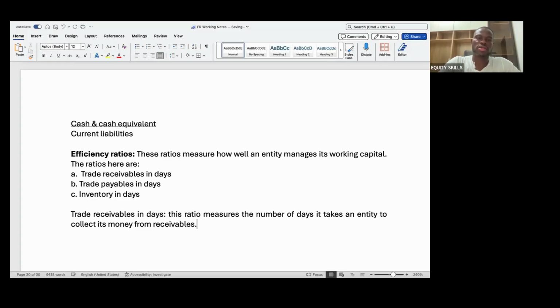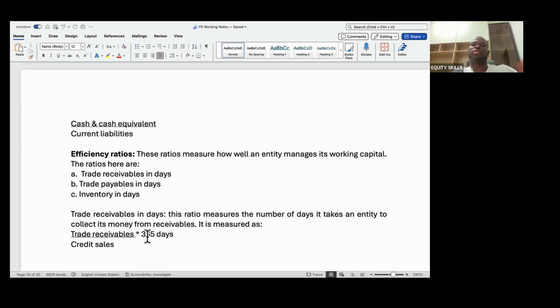And it is measured as trade receivables all upon credit sales multiplied by 365 days.